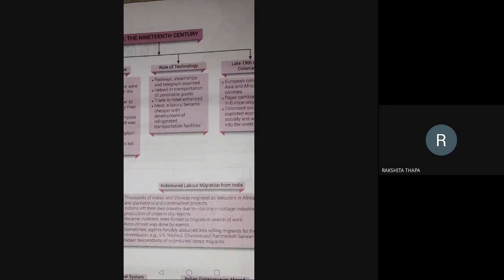Again, here we'll talk about the railways, steamships that were invented in the 19th century. Then we'll talk about the refrigerated ships. So railways, steamships, and telegraphs were invented, and it helped in the transportation of perishable goods. Perishable goods होते हैं जो easily खराब हो जाते हैं. And it traded in meat exchange. Meat, a luxury, became cheaper with development of refrigerated transportation facility.